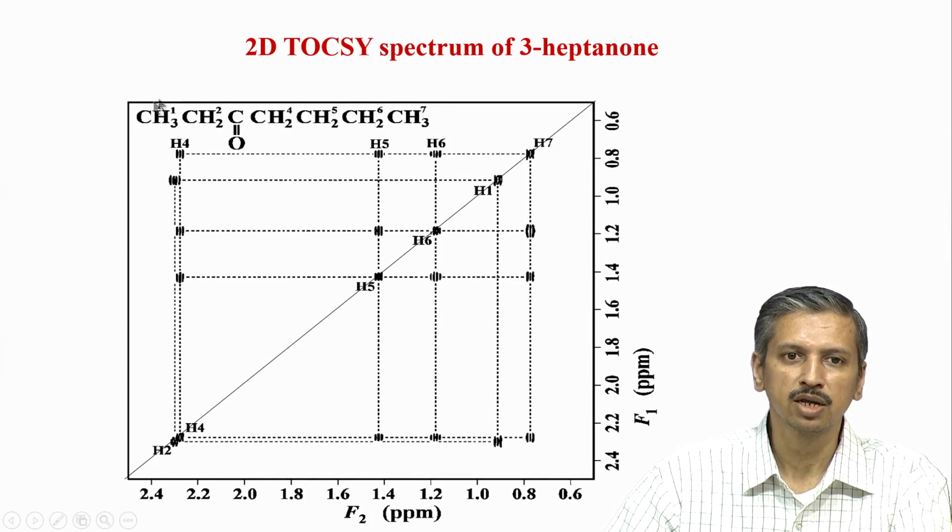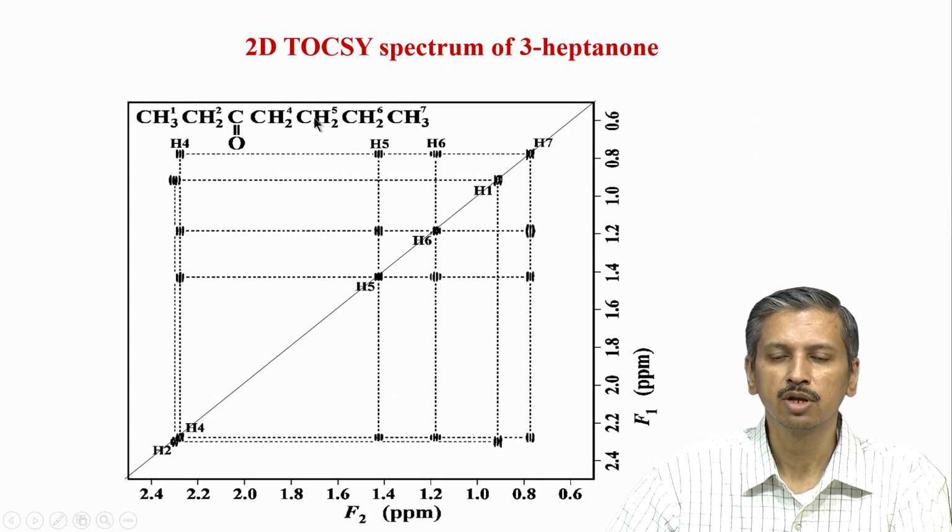One part is a spin system of these 2 protons, which are coupled to each other by J coupling, and the other is this set of 4 protons, which are again connected to each other by J coupling. How? Because 3 is connected to 2 by J coupling, 7 is coupled to 6, 6 is coupled to 5, 5 is coupled to 4. By this kind of chain of coupling, and this is the important term, coupling chain network, we are able to connect all these 4 in a TOCSY experiment.